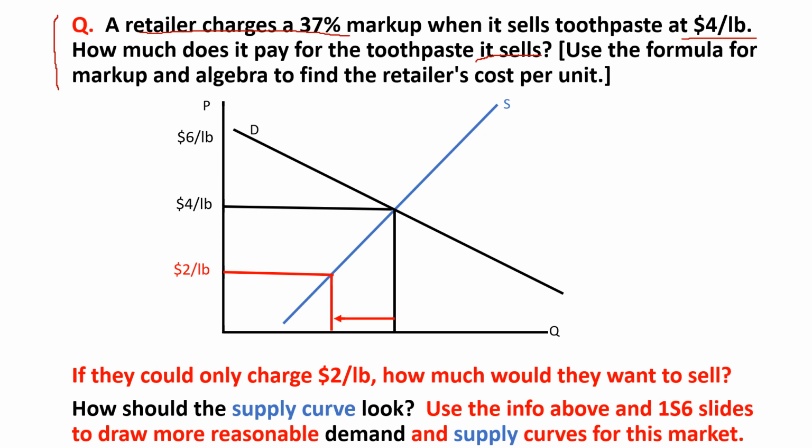You can figure it out using algebra. Just give a label for that unit cost, maybe call it C, and then solve for C using the formula. The markup is 37%, and their final price, what they're selling it for, is $4 a pound. So that should tell you the cost that they're paying to the producers for their toothpaste. And then you can use that to get information about whether the supply curve, the blue supply curve, is reasonable.